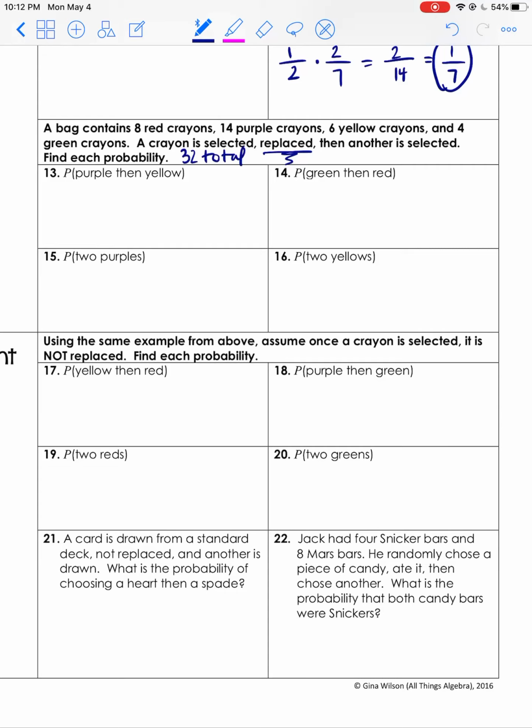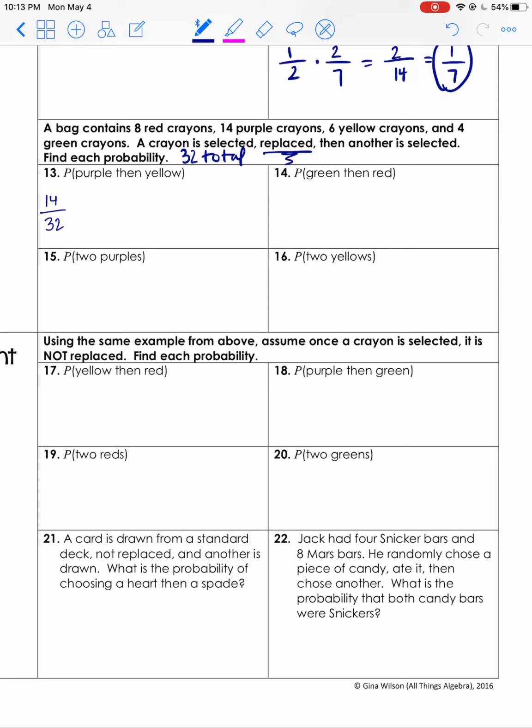All right, so really important, guys. This says that the crayon is selected and then replaced. So for number 13, what's the probability that we pick a purple crayon and then pick a yellow crayon? So independently, just if it was a simple probability question, right? The probability that we get a purple crayon is 14 out of 32, right? Because there's 14 purple crayons, 32 total crayons.